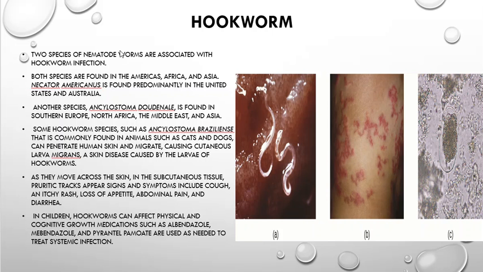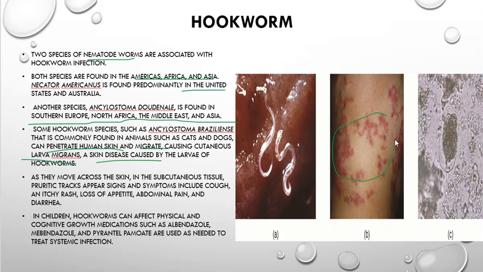Hookworm. These are nematodes. America, Africa, Asia. Necator americanus is found in the U.S. and Australia. Ancylostoma duodenale is found in Europe, Africa, the Middle East, Asia. And this species, found in animals, cats and dogs, can penetrate human skin and migrate, causing cutaneous larva migrans, which is the disease caused by those.